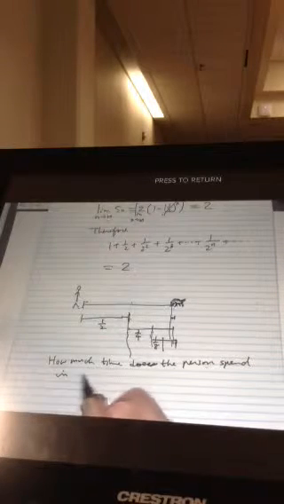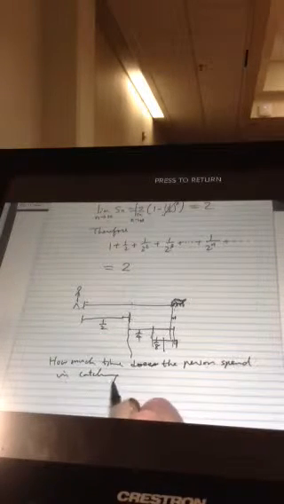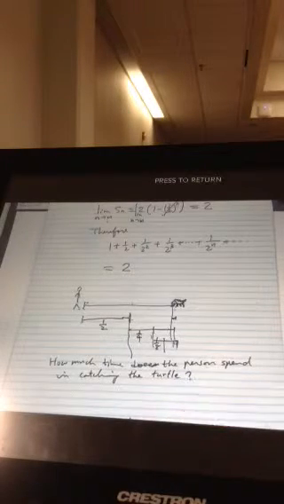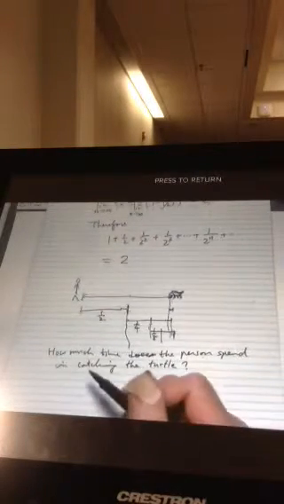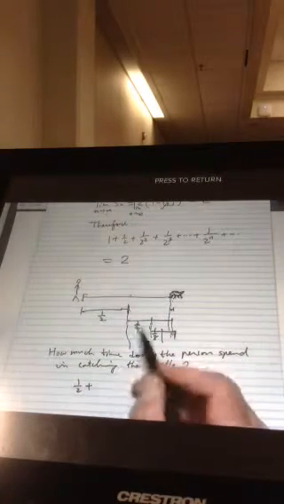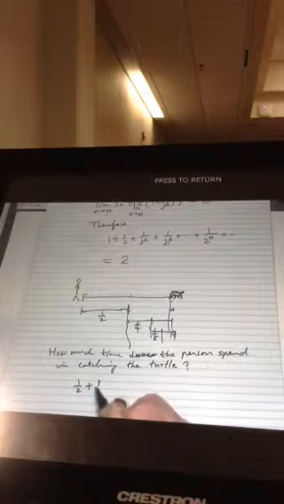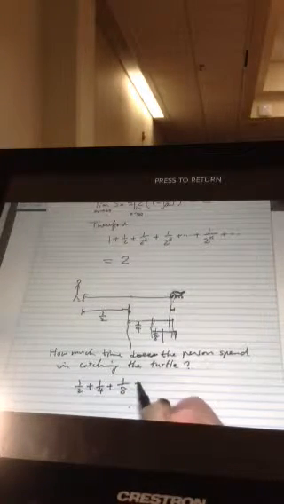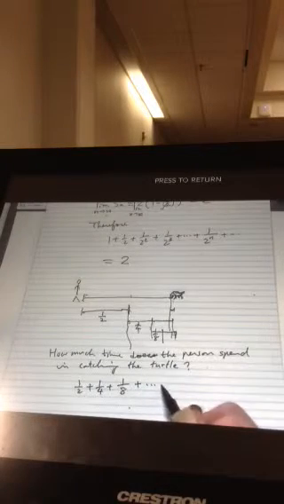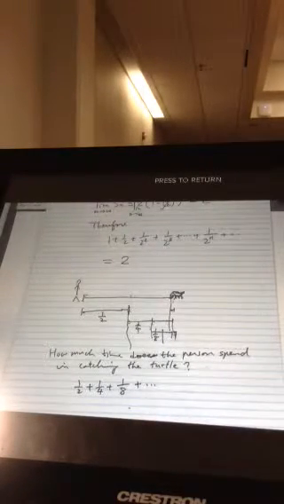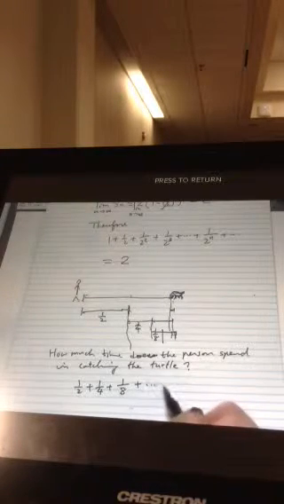In catching the turtle, okay? Alright, so let's see. 1 half, plus a quarter, plus 1/8, and so on, keep going down. But keep in mind, the turtle, although it's very slow, is moving. It's really moving, okay? But let's continue.